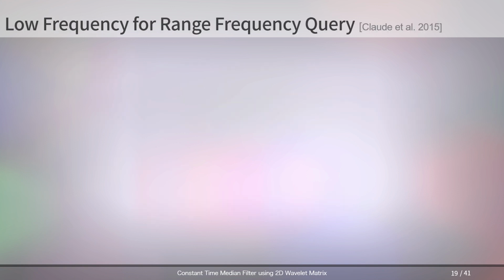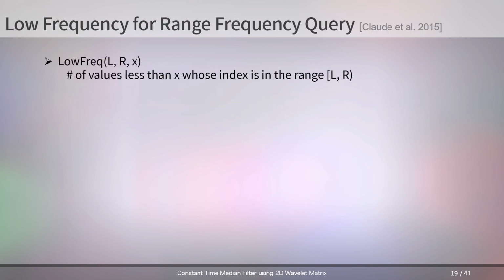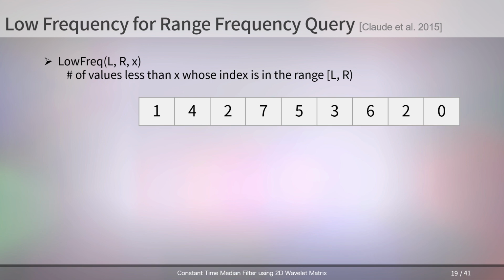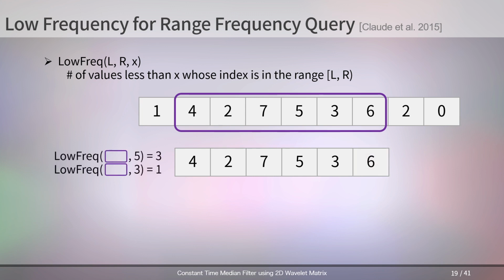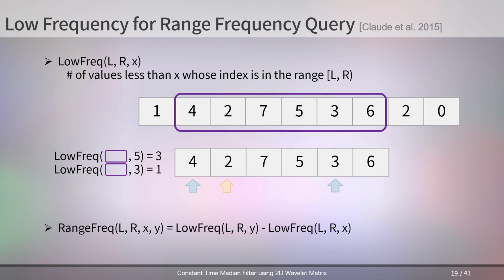The range frequency query can be decomposed into low frequency queries. The low frequency query is the number of items that are less than x in the interval L and R. For example, low freq 2 is 3 and low freq 3 is 1. Range frequency can be answered by calculating the difference.